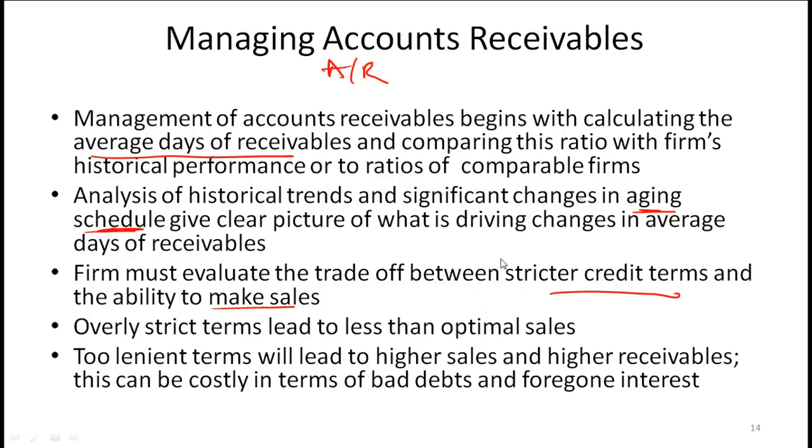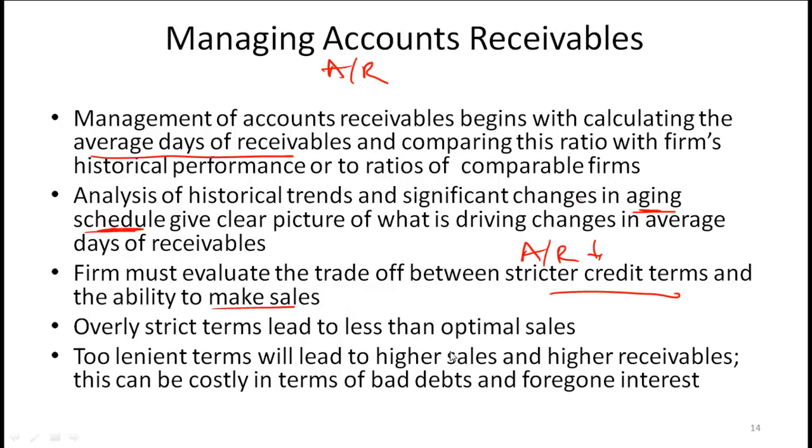So the point here is, if you are trying to reduce your accounts receivable or reduce your days of receivable by imposing strict credit terms, so you are telling your customers that they must pay immediately or they must pay within 10 days, there is a trade-off between that and making sales. So your customers might then potentially go to a different supplier. So this trade-off must be taken into account.